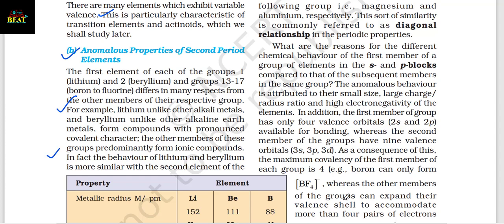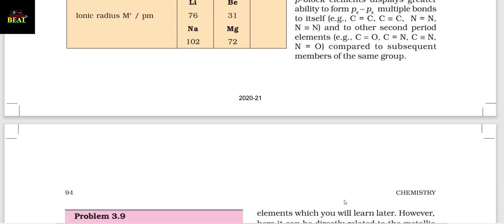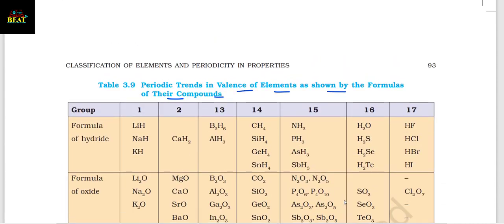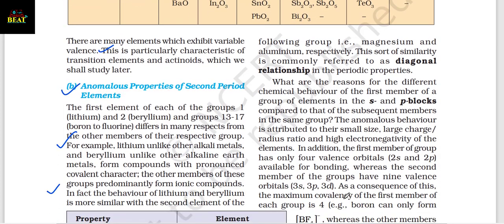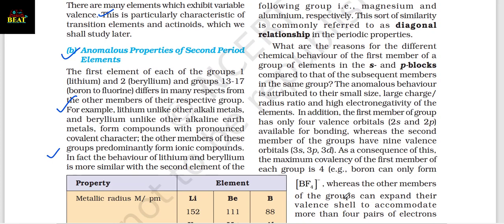In fact, the behavior of lithium and beryllium is more similar to the second element of the following group, that is, magnesium and aluminium respectively. This sort of similarity is commonly referred to as diagonal relationship in the periodic properties.